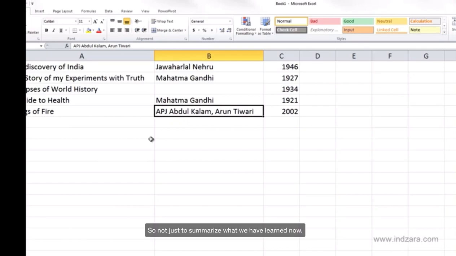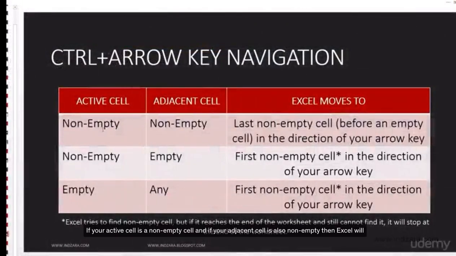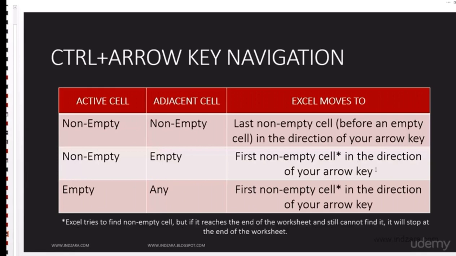Now, just to summarize what we have learned, if your active cell is a non-empty cell, and if your adjacent cell is also non-empty, then Excel will move you to the last non-empty cell before an empty cell, if there is one, in the direction of your arrow key. If your active cell is non-empty and your adjacent cell is empty, Excel tries to find the first non-empty cell in the direction of your arrow key. If it cannot find any non-empty cells and it reaches the end of the worksheet, then it will stop at the end of the worksheet.